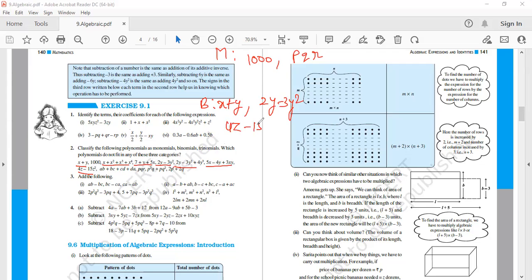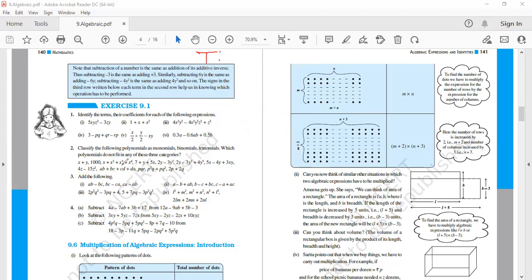4z minus 15z square, and this is four terms, this is one monomial, this is also two terms, p square q plus pq square and 2p plus 2q. All these three are binomial. Okay, now coming to trinomial.